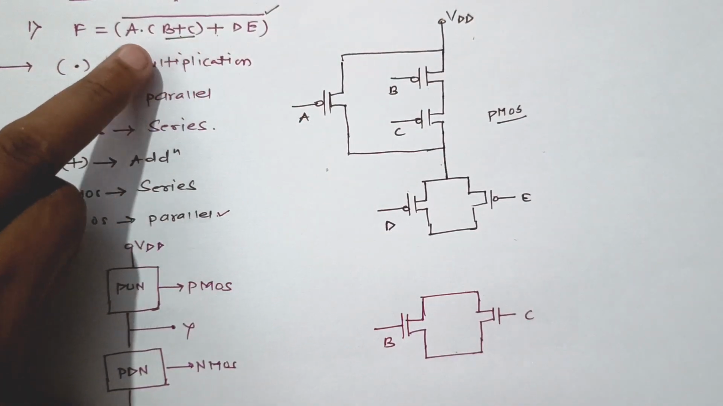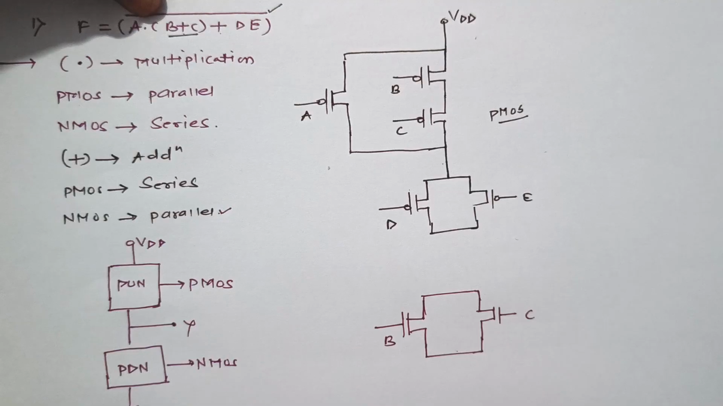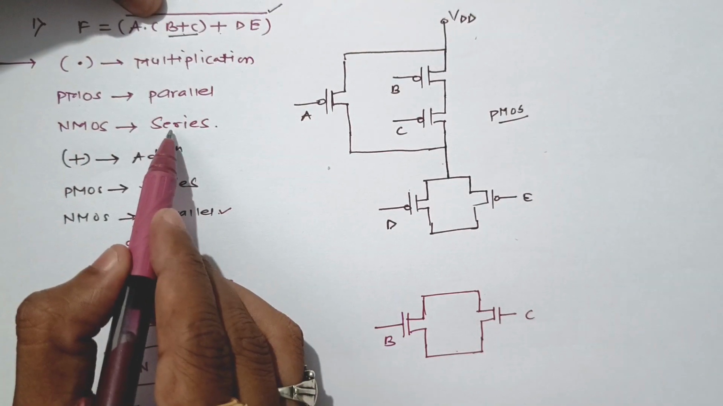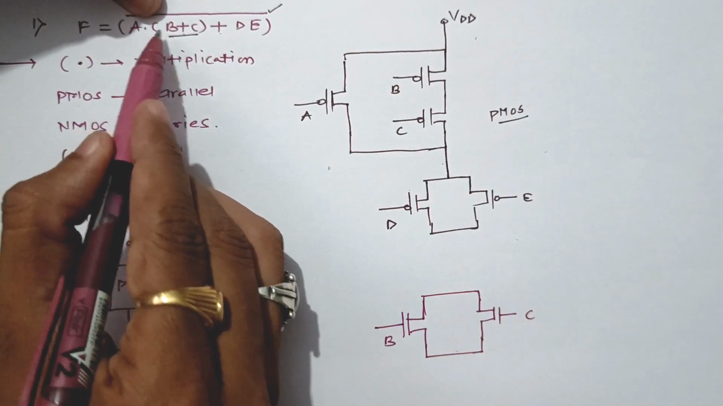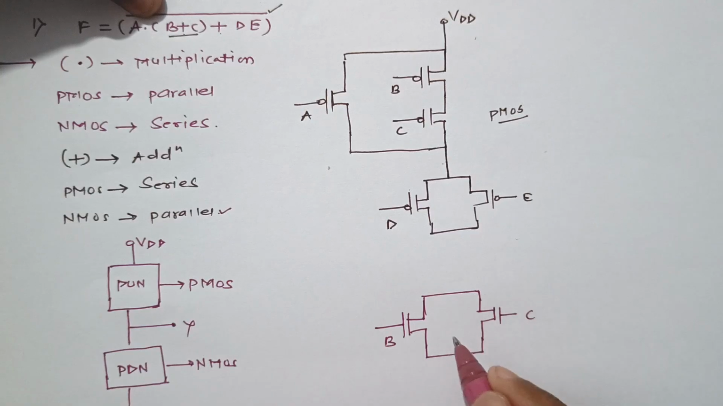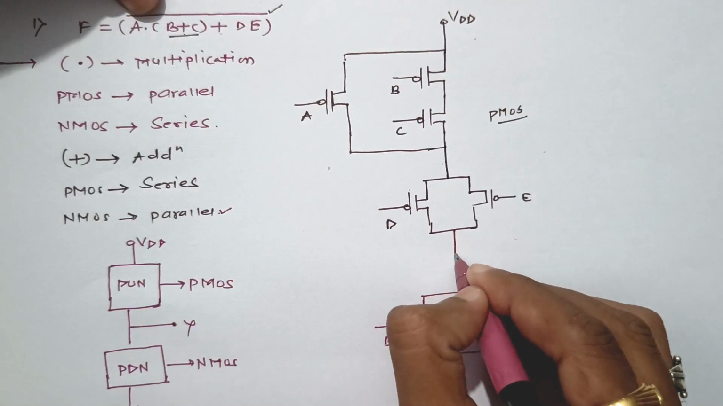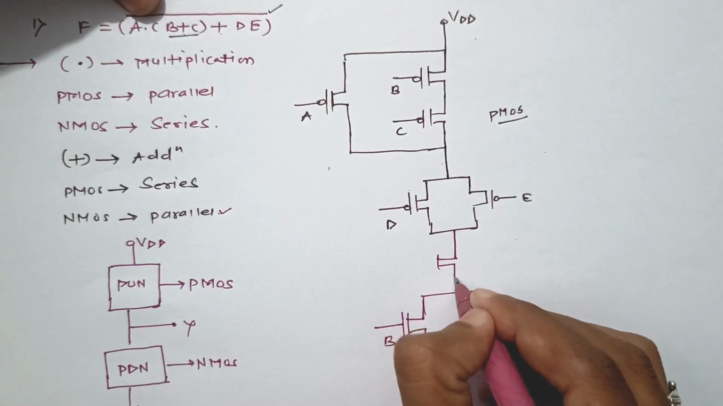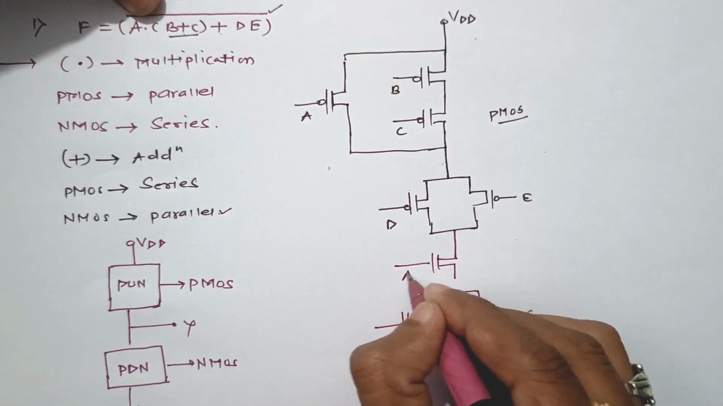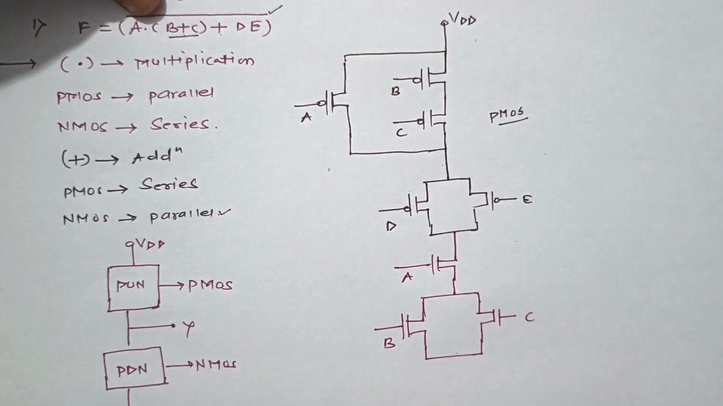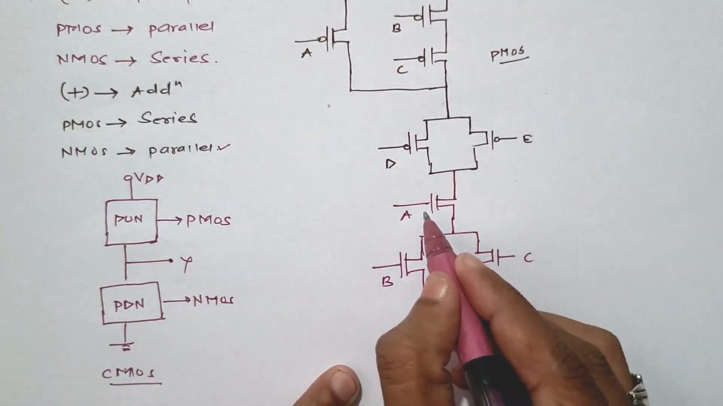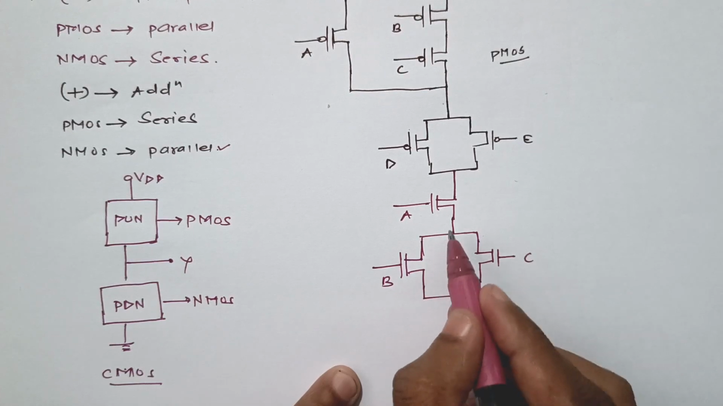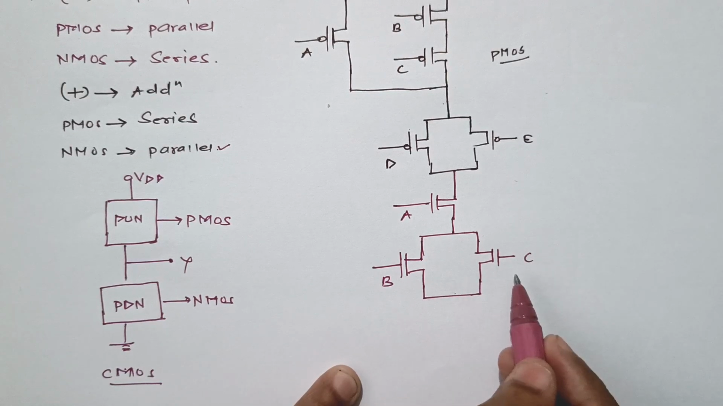Now B plus C is in multiplication. So for multiplication, NMOS will be in series. So A in series with B plus C. B plus C is in parallel. Now here we'll take A, and this is connected in series. Okay, so A in series with the parallel combination of B and C.